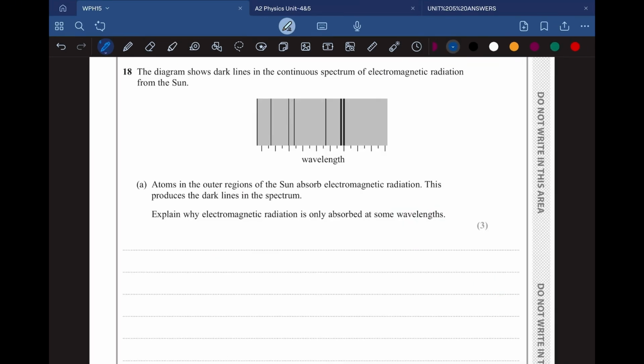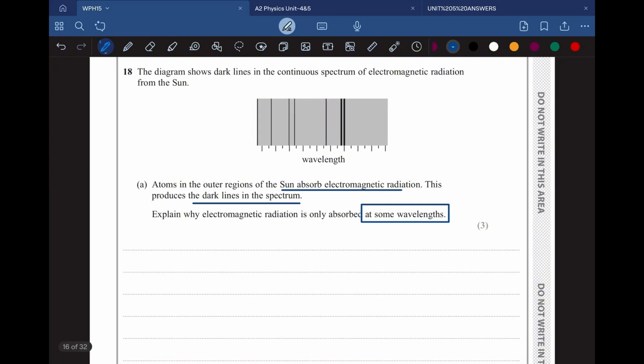Question number 18 says the diagram shows dark lines in the continuous spectrum of electromagnetic radiation from the sun. Atoms in the outer region of the sun absorb electromagnetic radiation. This produces the dark lines in the spectrum. Yes, the dark line is always produced when they are absorbed. Explain why electromagnetic radiation is only absorbed at some wavelengths. Why is it not absorbed at different wavelengths?